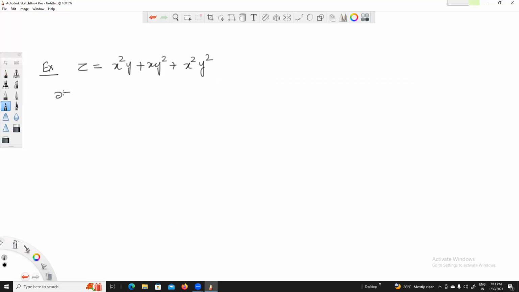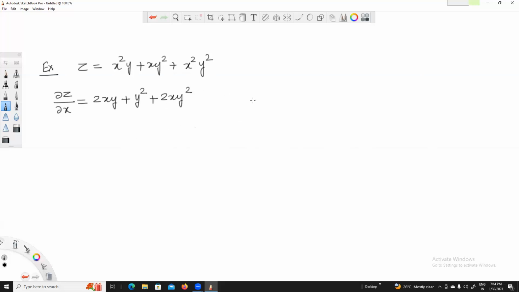Let me differentiate with respect to x first. So del z over del x. Remember, you are now differentiating with respect to x, so you must treat your other independent variable y to be constant. Okay, let's do that. First term, y constant. The derivative of x square is 2x, so I get 2xy. Plus the second term, again y constant, so y square is constant. The derivative of x is 1, so I get only y square. Plus again y constant, y square constant, and again the derivative of x square is 2x, so this is 2x y square.